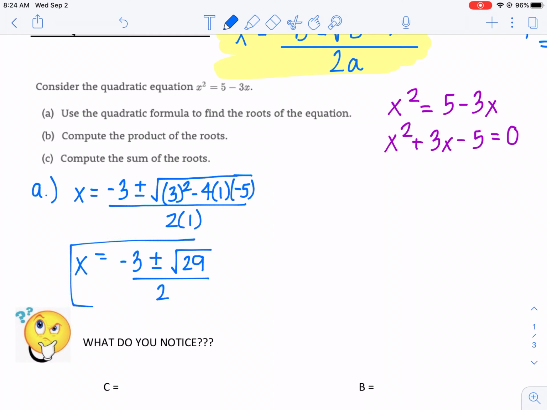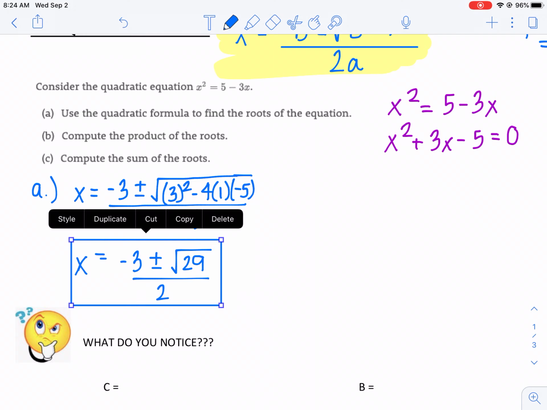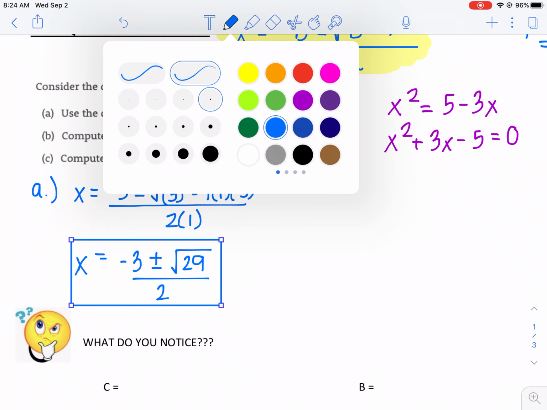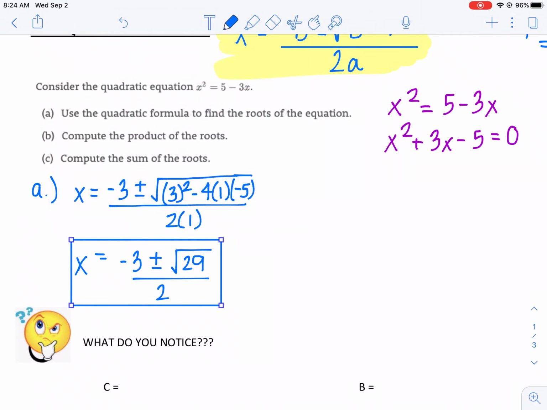Just like always, if you are able to simplify under that square root, please do so. It will make your life easier as we keep going with these problems. Okay, so that's part A. Part B says compute the product of the roots. So we're going to take this part A and just multiply the roots. Notice there is 2 roots because one answer will add root 29, the other answer will subtract root 29.